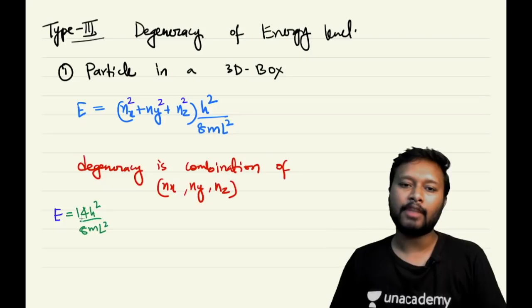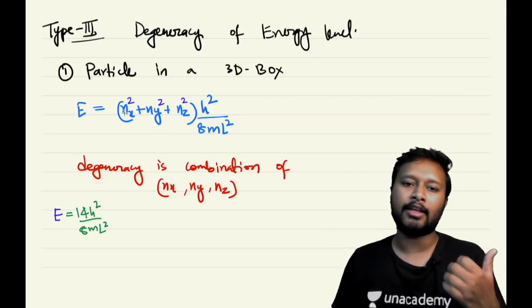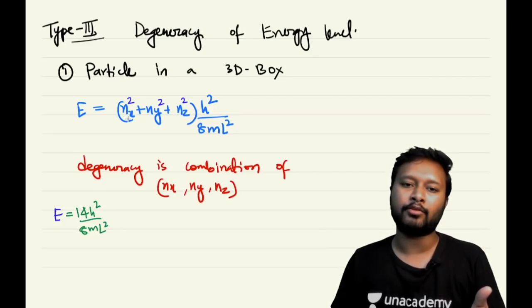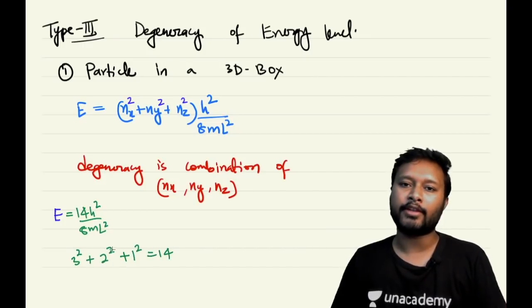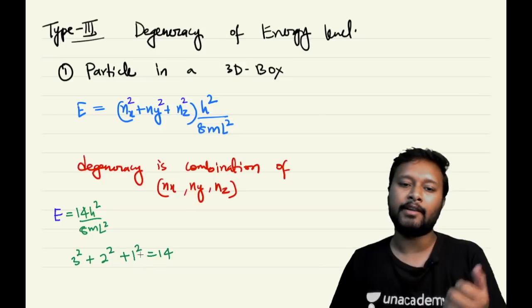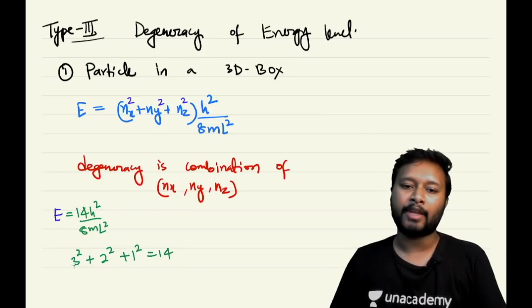Now if I keep nx equal to 3, then 3 square plus 2 square is already going to give me 9 plus 4, which is 13, plus 1 square. So that's what I can have, right? 3 square plus 2 square plus 1 square gives me 14, because 3 square is 9, 2 square is 4, 9 plus 4 is 13, plus 1 gives 14. So nx, ny and nz can have values 3, 2 and 1.